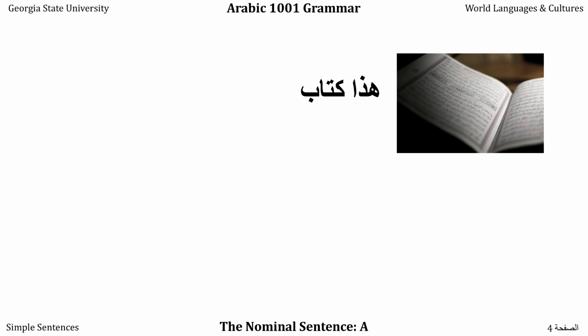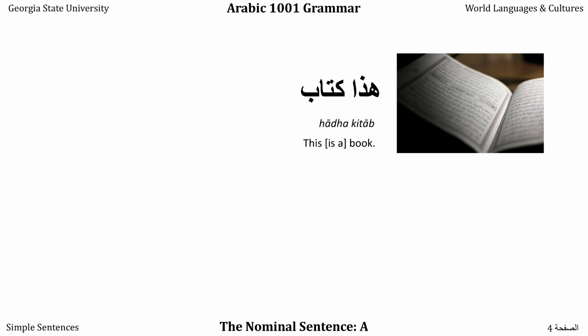Let's begin with some very simple examples. We remember this from the first lesson. Hadha kitab means this is a book. We don't have an is or an a in Arabic, so we have to infer that they're there. And the subject of this lesson is to teach you when and whether to infer those things.